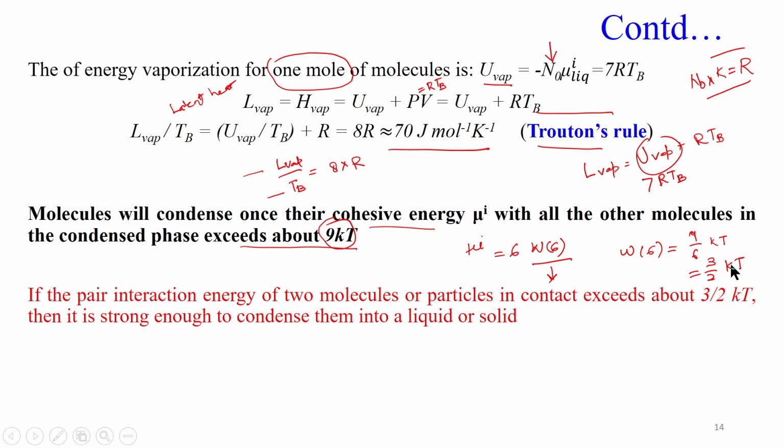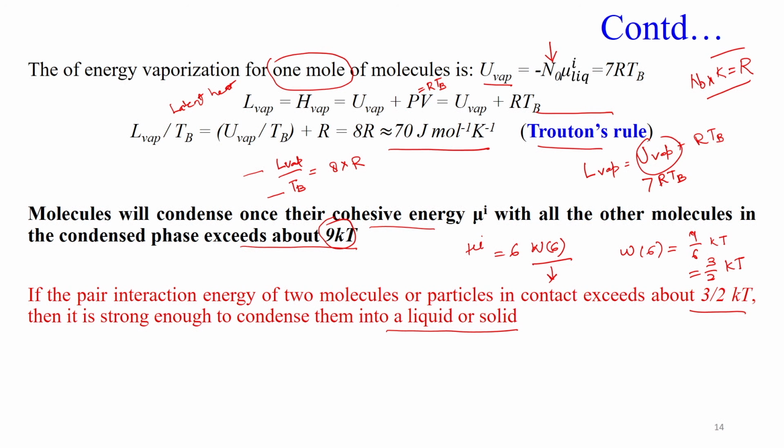So, if you want to talk in terms of cohesive energy, it should exceed the value of 9 kT, or if you want to talk in terms of interactions or the pair potential, it should exceed about 3/2 kT. So, if the pair interaction energy of two molecules or particles in contact exceeds the value of 3/2 kT, it is strong enough to condense them into either liquid or solid.